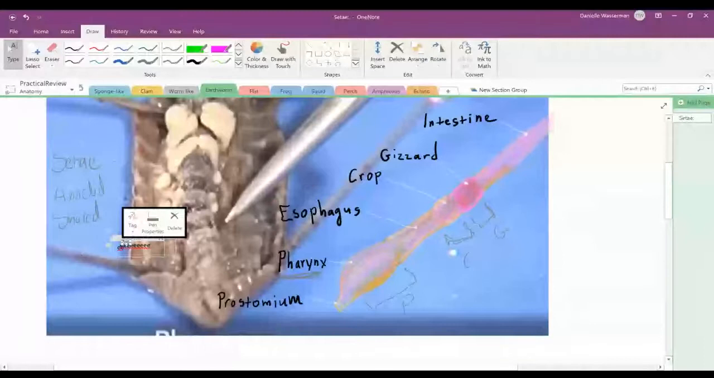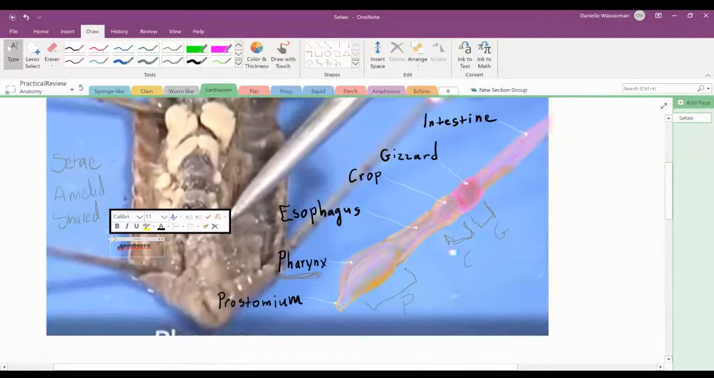I thought if I hit E, then that would be a hotkey for erase, but apparently not. Okay.